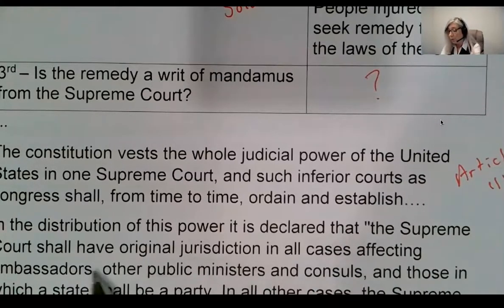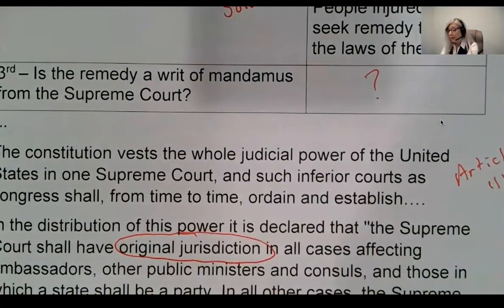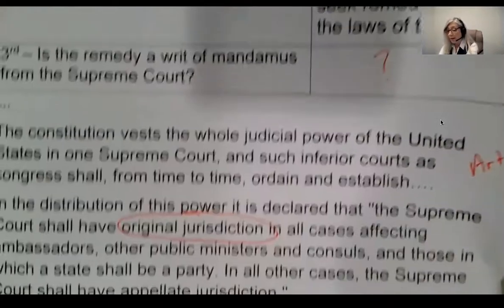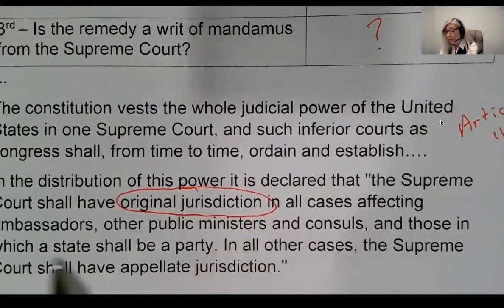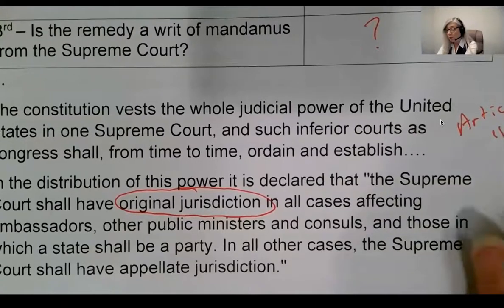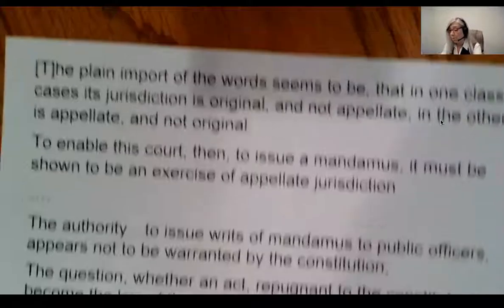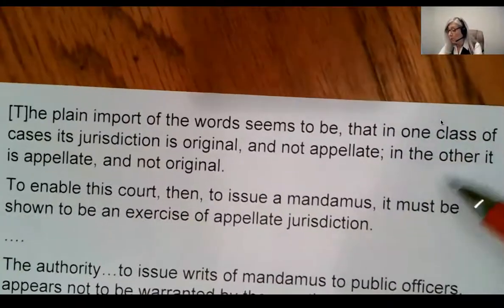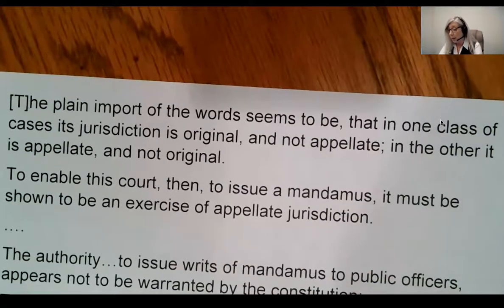So then it says the Supreme Court shall have original jurisdiction, meaning court cases start in the Supreme Court, in cases affecting ambassadors and public ministers from other nations, or when a state is a party in the case. So if states are at odds with one another, the Supreme Court is going to be dealing with that. In all other cases, the Supreme Court shall have appellate jurisdiction, meaning appeals, where it's already been heard in a lower court. So the plain import of the words seems to be that in one class of cases, its jurisdiction is original, and the rest are appellate.